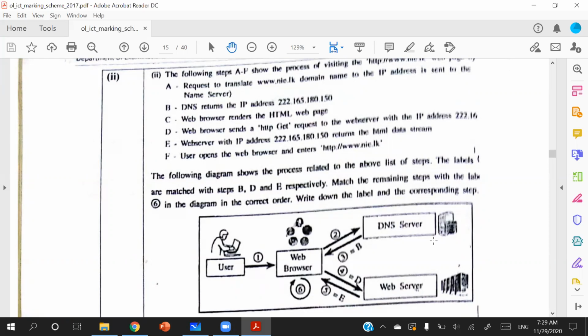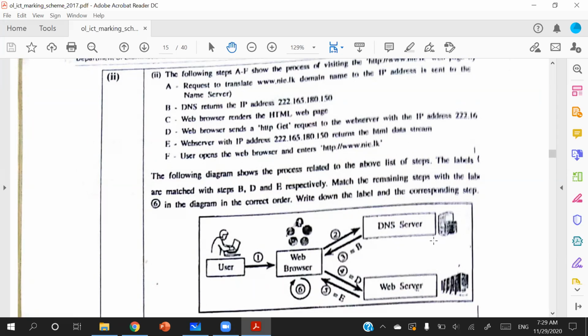So here what they are trying to illustrate is what happens when we are given a web address and how the web pages are taken to our computer, the client computer, right? The first thing is the user will open the web browser and type the domain name, like www dot whatever .com or .lk. So according to this question, step F will be the first one.